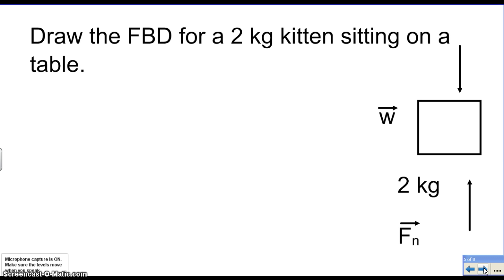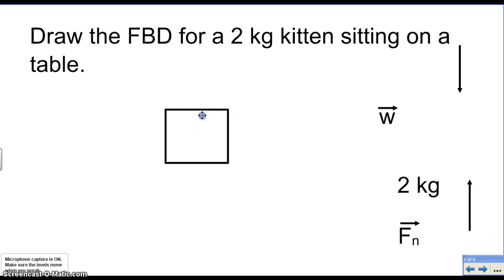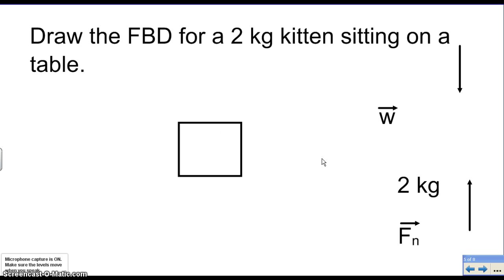At any rate, here's our example. We're going to draw the free body diagram for a 2-kilogram kitten sitting on a table. And I want the free body diagram for just the kitten. I don't care about the table. So here is a box that represents the kitten. And we're going to put the mass of the kitten inside.